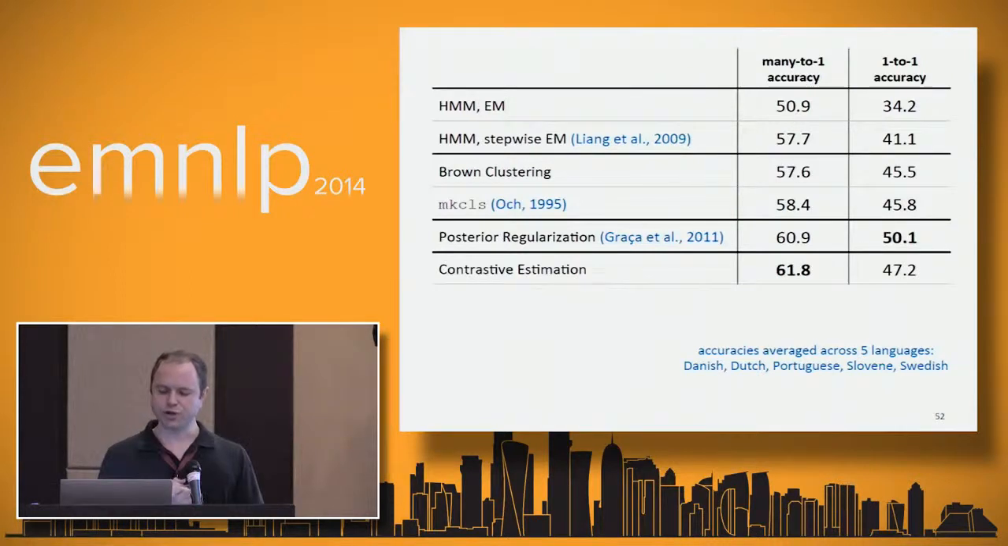So when we just run a contrastive estimation baseline, we improve a little bit over the best number from the shared task in many-to-one, though we're about 3 points behind in one-to-one. So we'll compare to these last two rows for the remaining results.